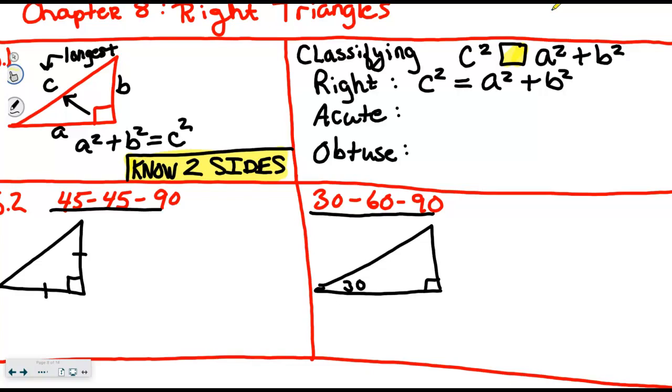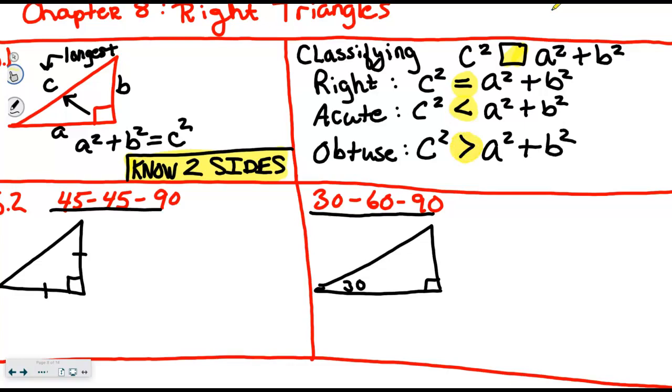For the acute, when you grab that longest side and you square it, you get something less than what you get when you add the other 2. Like maybe it was a 10 and you got 100, and the other 2 sides squared added up to 78. Oh, no, that's not true. 142. All right. So less than is acute. So I'm going to highlight that. And the obtuse will be the answer when that C squared runs bigger. The key to this, though, is make sure you grab this C first. So C on the left. Okay, that's important. And remember, the C is the longest side.